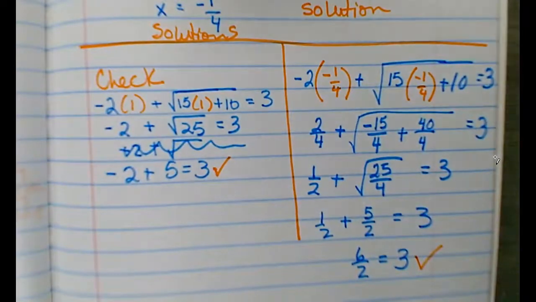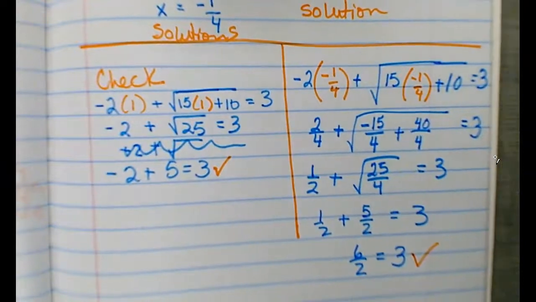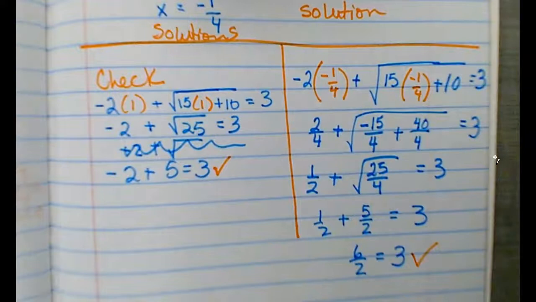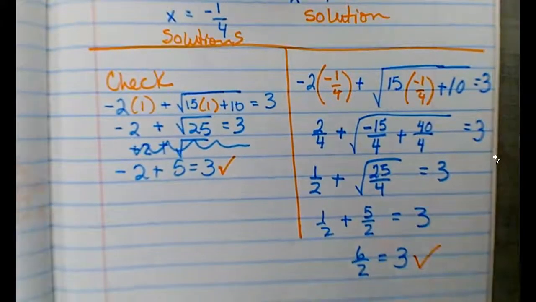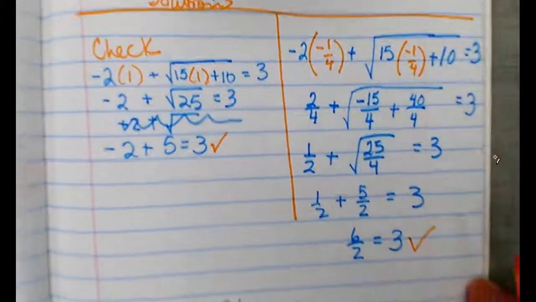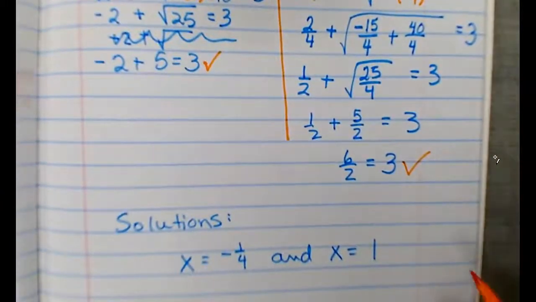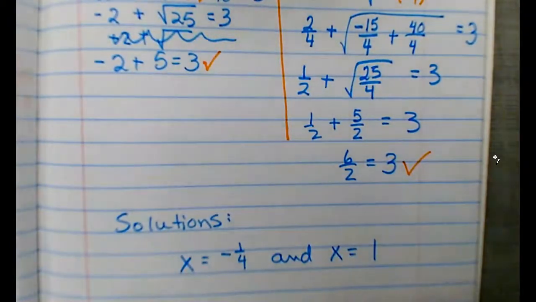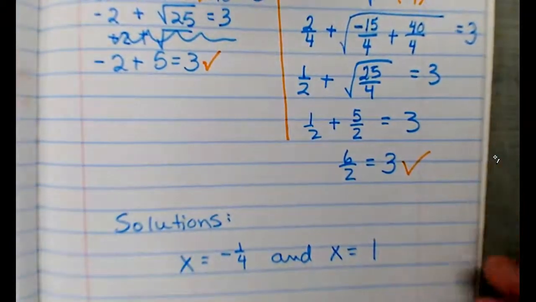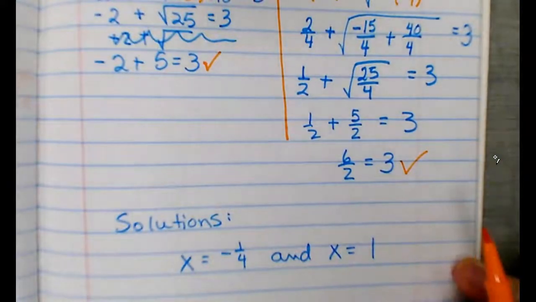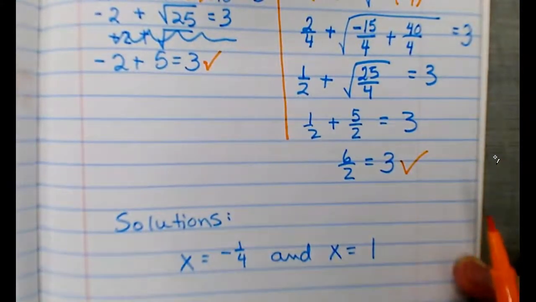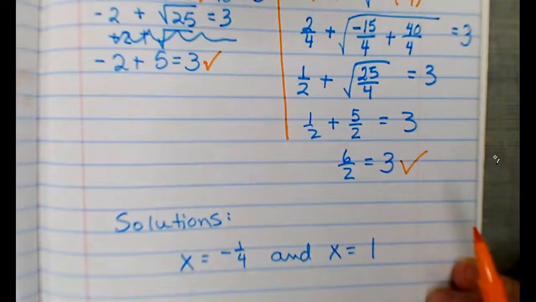If you have 2 answers, then you must have 2 checks. What can happen in this case, they both checked out, and so we have 2 solutions. Sometimes one checks out and one's not, and then you have an extraneous solution. Occasionally, neither one of them will check out, and you have no solution.